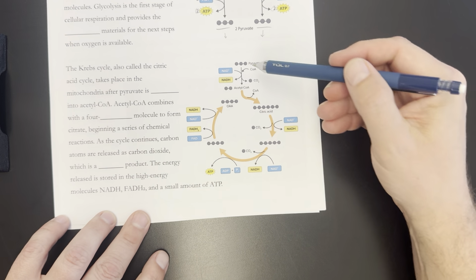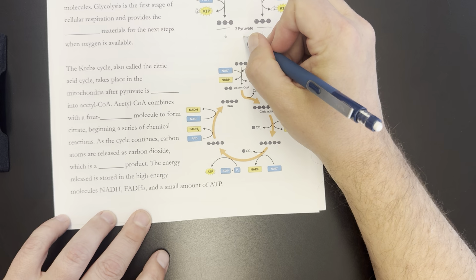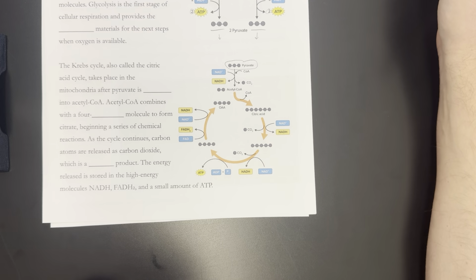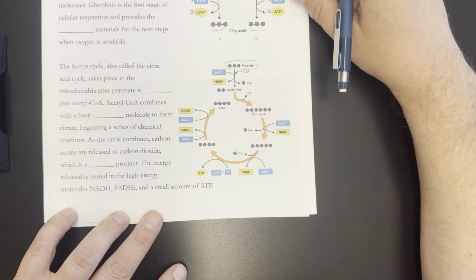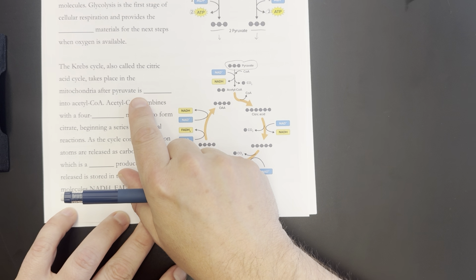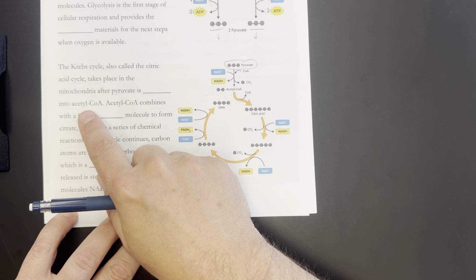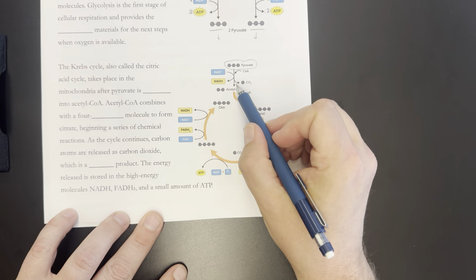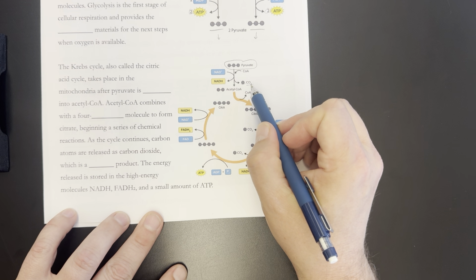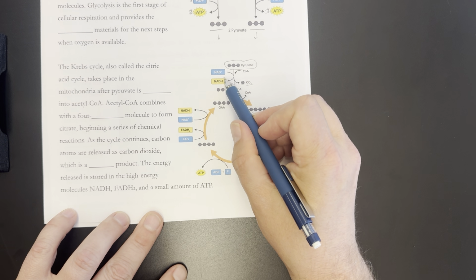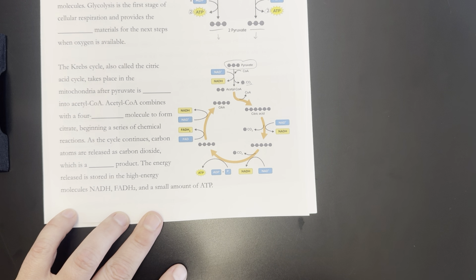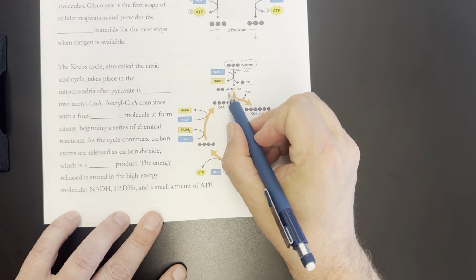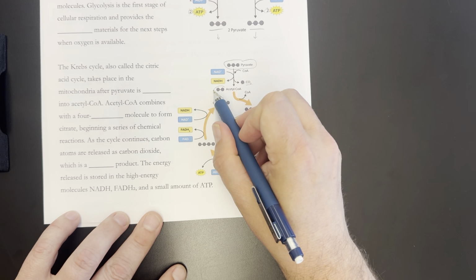Down here, this is a different cycle and pathway, but you see the pyruvates that we started with are now up here at the top. The Krebs cycle, also called the citric acid cycle, takes place in the mitochondria after pyruvate is converted into acetyl-CoA. So we've got our pyruvate here. We kick off a carbon. This is going to form CO2. And here we're picking up electrons in this process. So it leaves me with a 2-carbon acetyl-CoA.